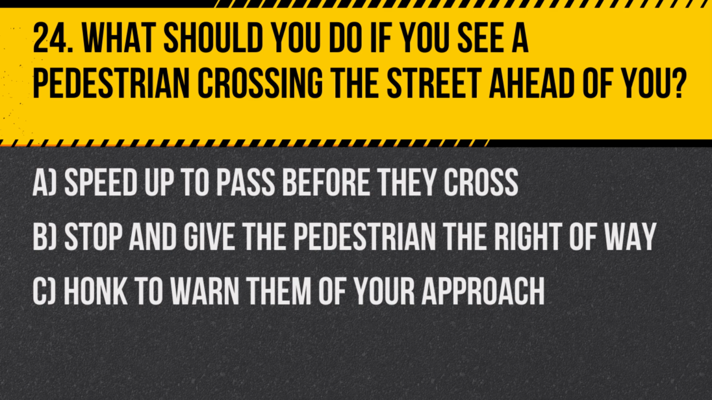Question 24. What should you do if you see a pedestrian crossing the street ahead of you? A. Speed up to pass before they cross. B. Stop and give the pedestrian the right of way. C. Honk to warn them of your approach.